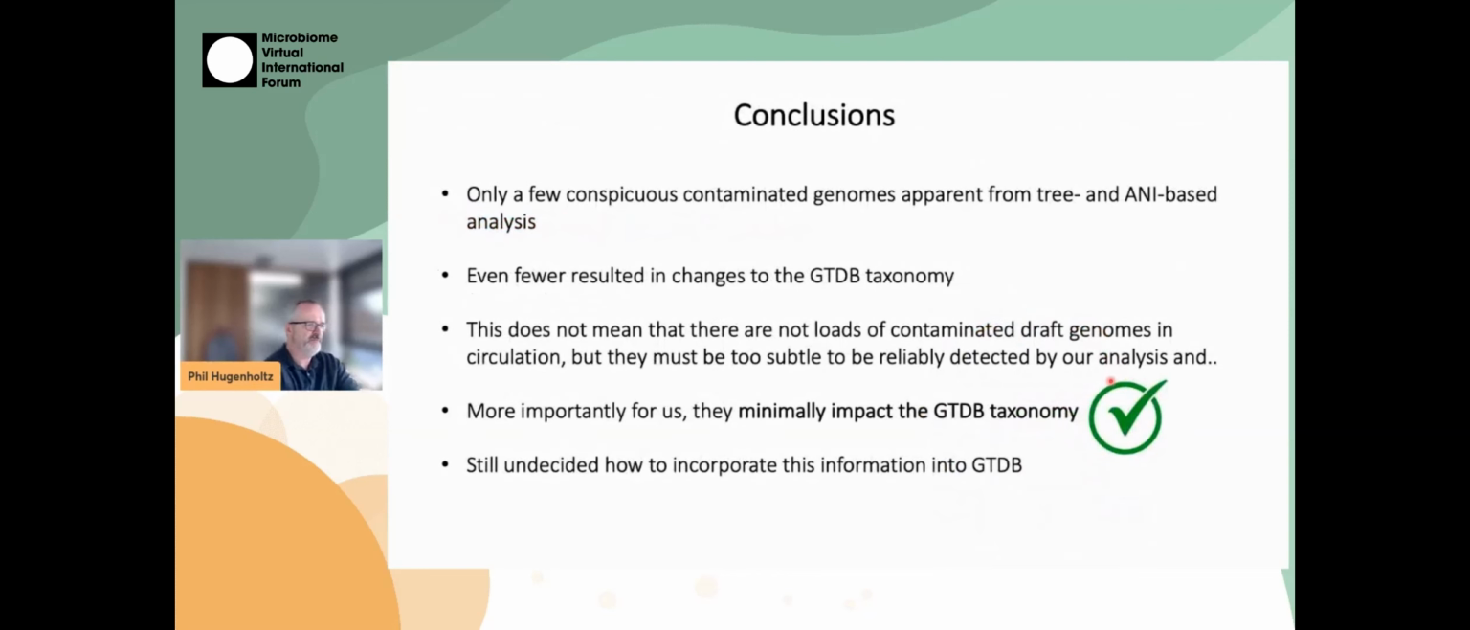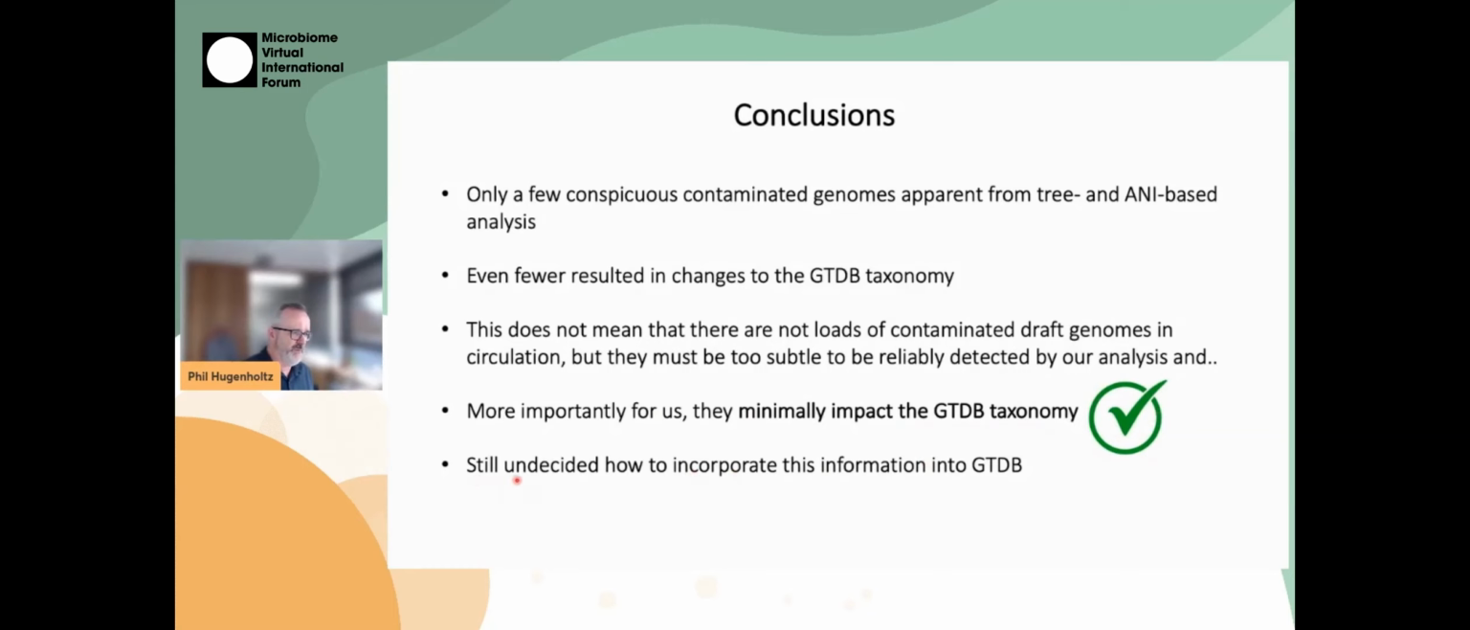So conclusions then: there are only a few conspicuous contaminated genomes, some real beauties though, that were apparent from our tree and ANI based analysis. Even fewer resulted in changes to the GTDB taxonomy. And again, I stress this does not mean that there are not loads of contaminated draft genomes in circulation, but they're too subtle to be reliably detected by analysis, or too few among the ones that are detected. But more importantly for us, they minimally impact the GTDB taxonomy, so we give that a green tick.